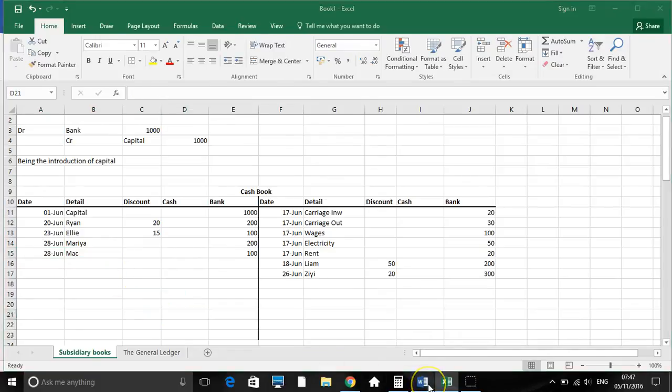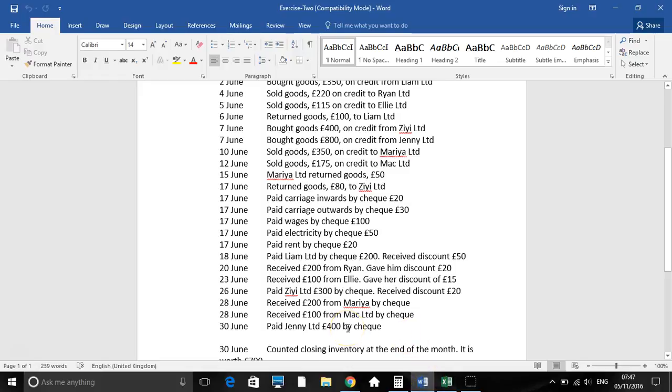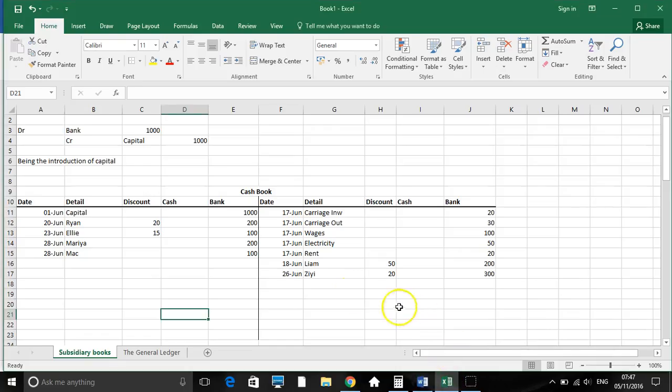And then finally, we pay Jenny 400 by check. And this is on the 30th of June. Jenny. We pay her 400 by check. So, this is how we get all those source documents into the subsidiary books.